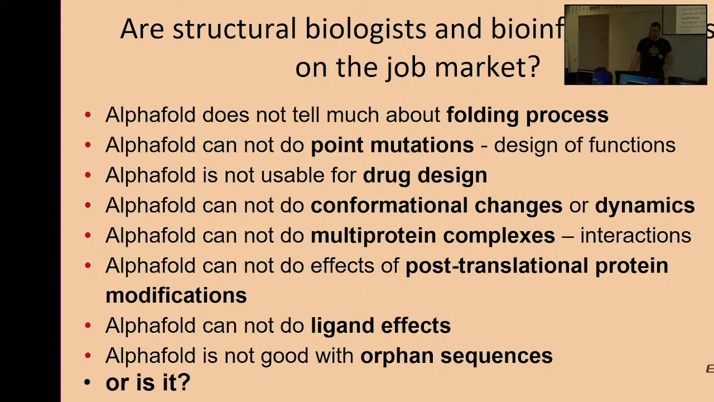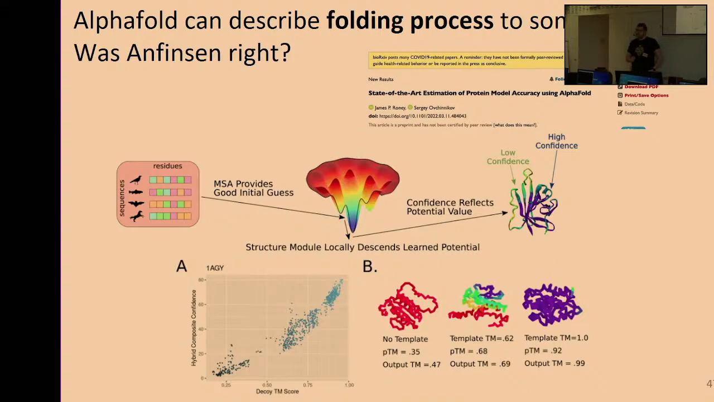Or is it? Well, one part is that AlphaFold actually can help with the folding process, because it starts with the multiple sequence alignment, and the multiple sequence alignment gives us a structure relatively close to the final one. So it basically tells us what the folding will be based on the sequence. And only later on it refines that with fine-tuning of the distances between individual pairs of atoms.